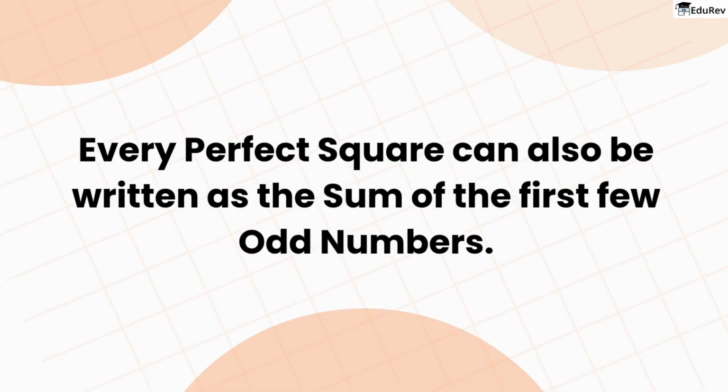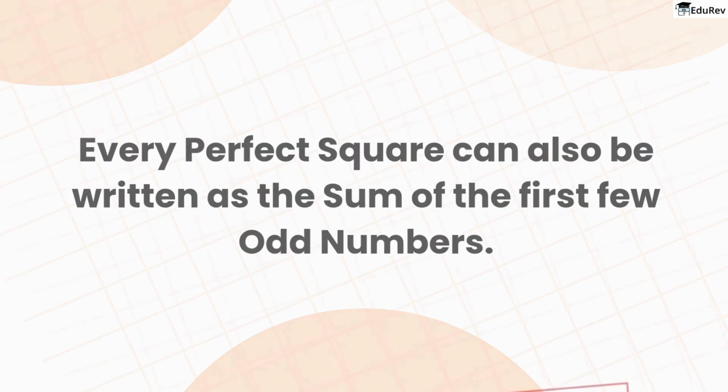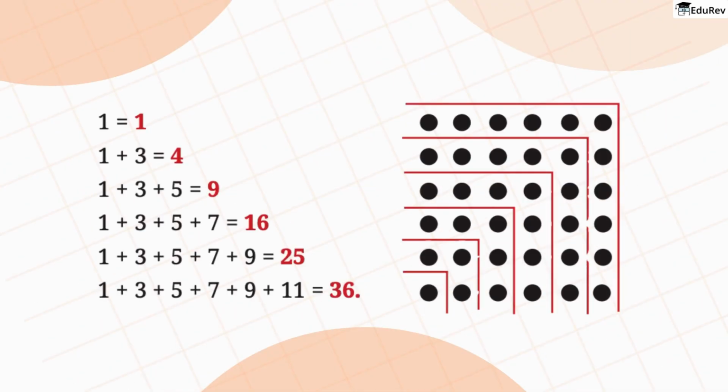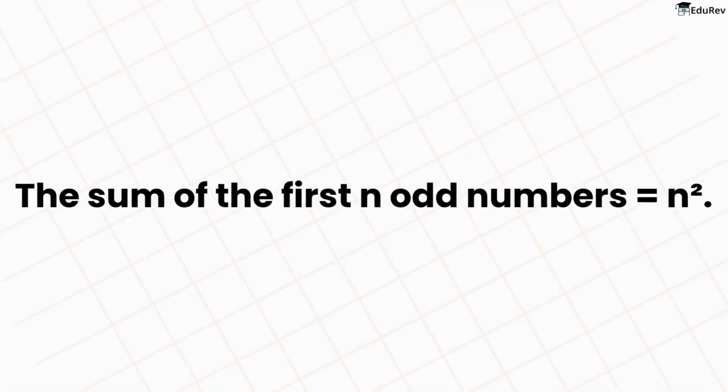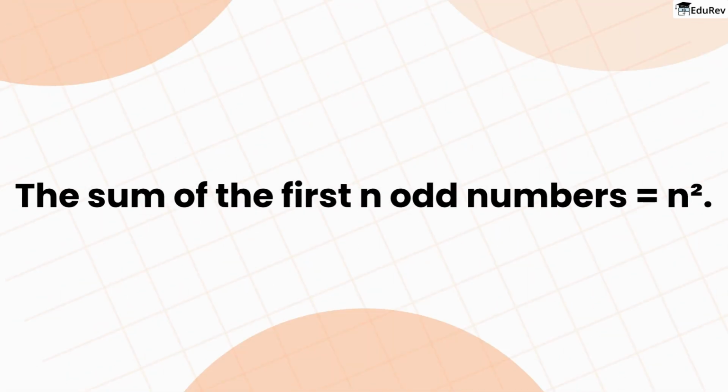Now, another property. Every perfect square can also be written as the sum of the first few odd numbers. 1 equals 1, 4 equals 1 plus 3, 9 equals 1 plus 3 plus 5, 16 equals 1 plus 3 plus 5 plus 7. In general, the sum of the first n odd numbers equals n squared.